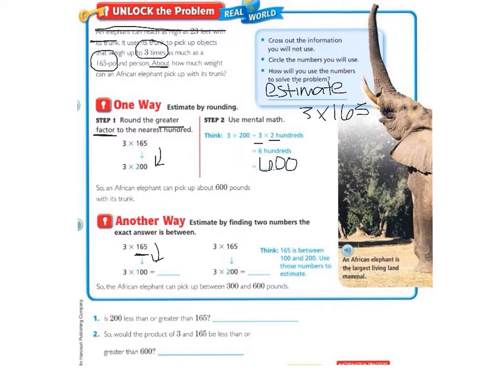3 times 100 is 300. Now I'm going to round up, and this is actually the same answer I did up here. So 165 rounds up to 200, and 3 times 200 we said was 600. So we know that an elephant can pick up somewhere between 300 and 600 pounds with its trunk. Let's look at the answers, the questions below.